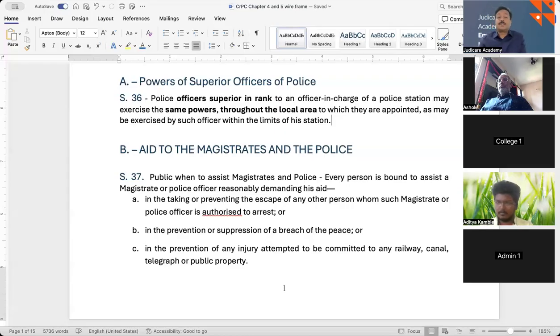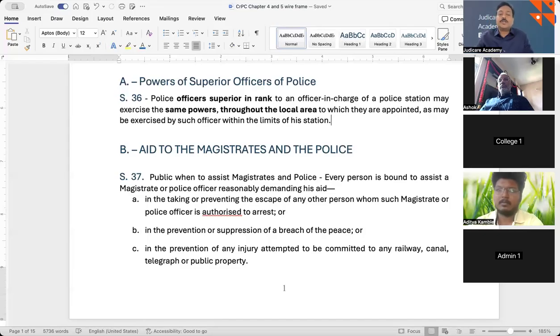In prevention or suppression of a breach of the peace, for example, some people are coming and making noise unnecessarily and shouting, and you are there as common public standing in a good number, then all of you could come forward on request of the police and help. If you are not helping, you are going against Section 37 of CrPC.